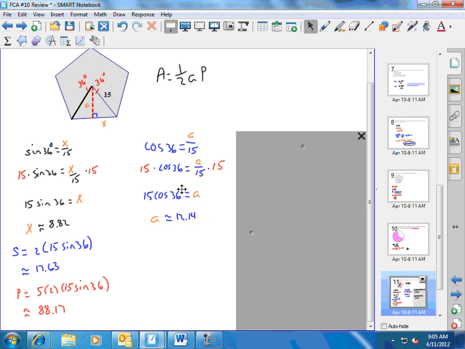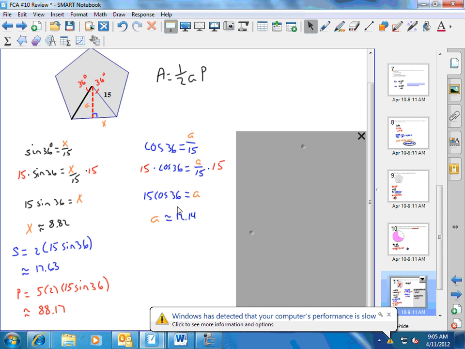Now we need the apothem. Again, from the 36-degree angle, I want the apothem. That's a leg that is adjacent to this 36-degree angle. And then I have the hypotenuse. So the cosine of 36 has to equal adjacent over hypotenuse, or a over 15. Multiply by 15 on both sides to get a by itself. And a, the apothem, can be represented as 15 cosine 36, or approximately 12.14.